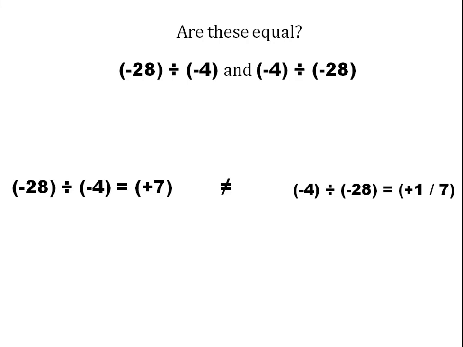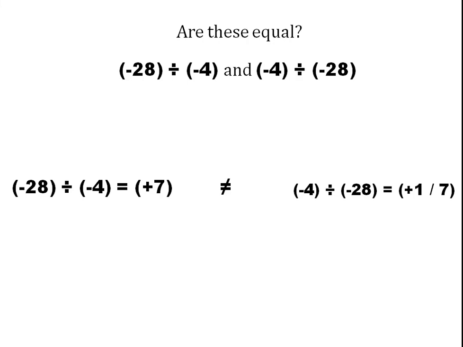Hope it is clear to you. So, negative 28 divided by negative 4 is equal to positive 7. Negative 4 divided by negative 28 is equal to positive 1 by 7. This is why we say that division is not commutative for integers.